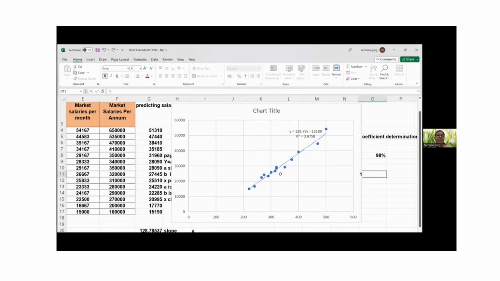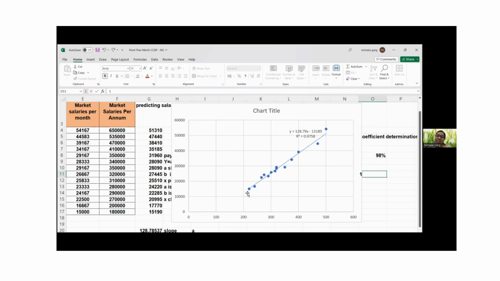The validation of your outcome, that is the market data, is 98% dependent on your point value. 2% could be on other variables. The higher the strength of this R square, the better your data is.